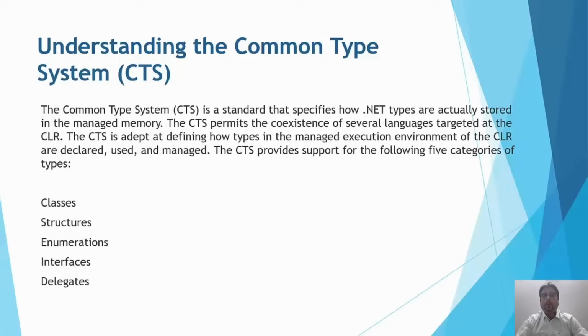So there are certain protocols that you have to follow, but the bottom line is that the common type system ensures that there is a type portability across all languages that are targeted at the CLR. The CTS provides support for the following 5 categories of types, and these are classes, structures, enumerations, interfaces, and delegates.